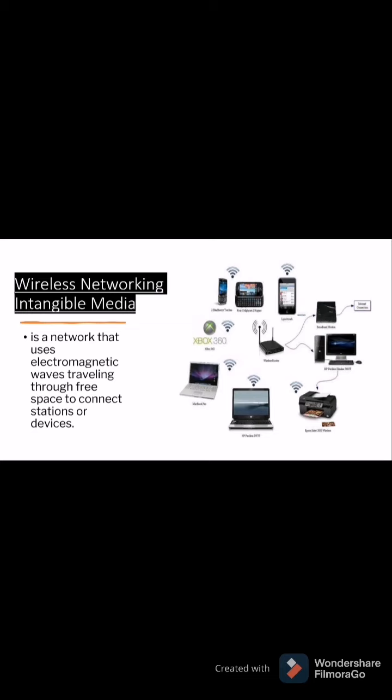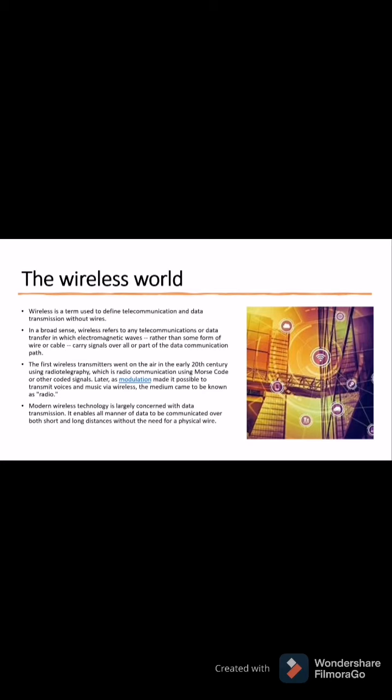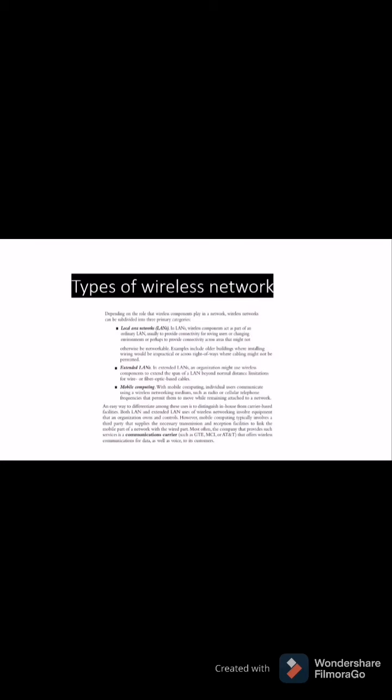A wireless network uses electromagnetic waves traveling through free space to connect stations or devices. Wireless is a term used to define telecommunication and data transmission without wires. This is a modern wireless technology that is largely concerned with data transmission. It enables all manner of data to be communicated over both short and long distances without the need of physical wire. Types of wireless network.